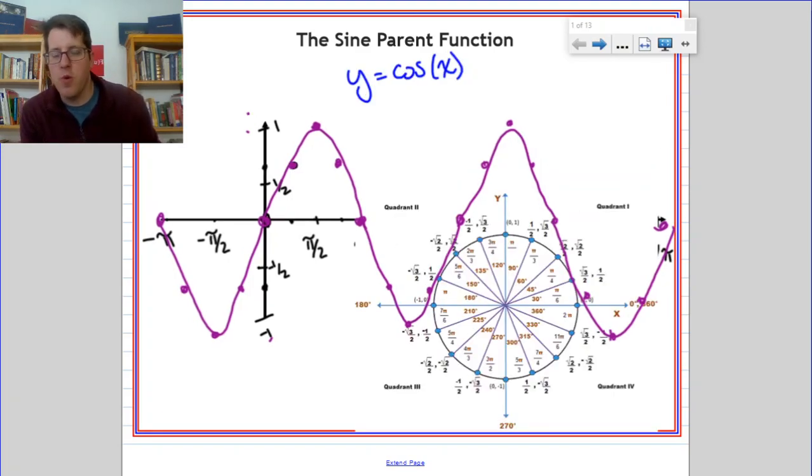All right, so I'm going to graph the cosine on top of this sine, so I just copied my sine graph over. The thing that makes the cosine more difficult is that the cosine is the x-coordinate on the unit circle.